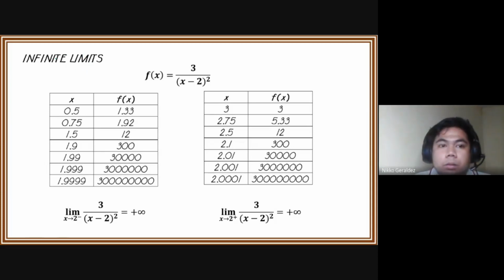So what is the difference between these and limits at infinity? In limits at infinity, our x approaches positive or negative infinity. Here, in infinite limits, our function is approaching positive or negative infinity. So that is the difference between them.